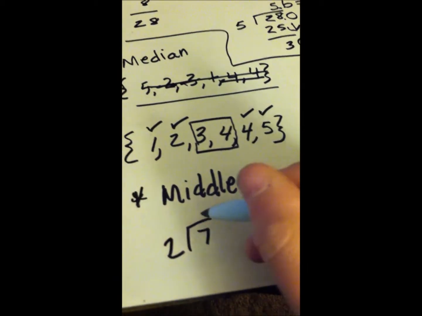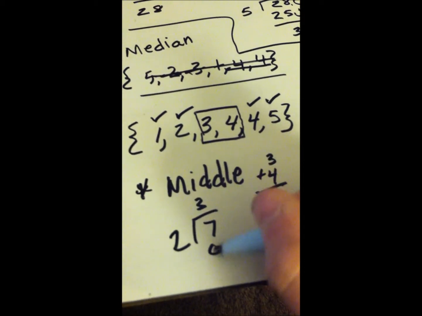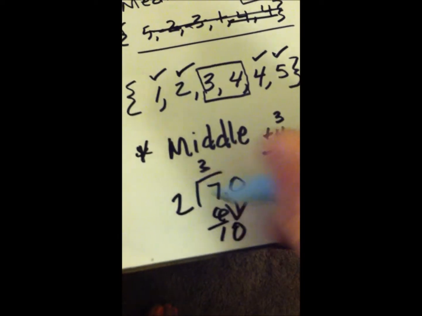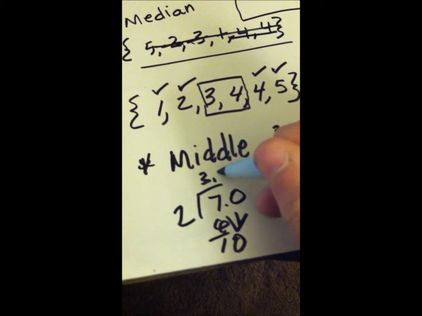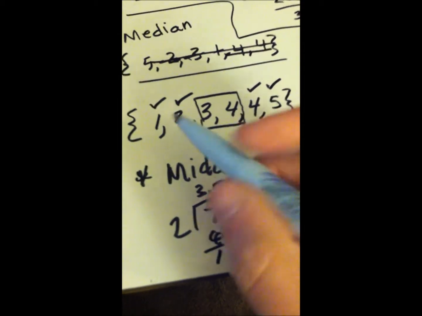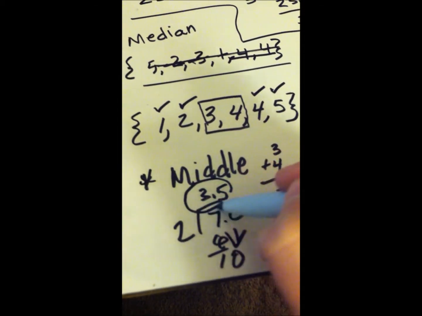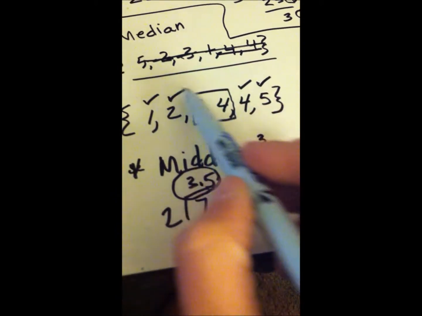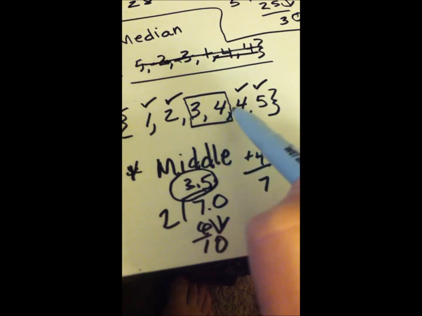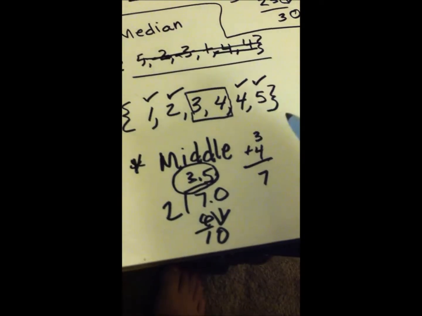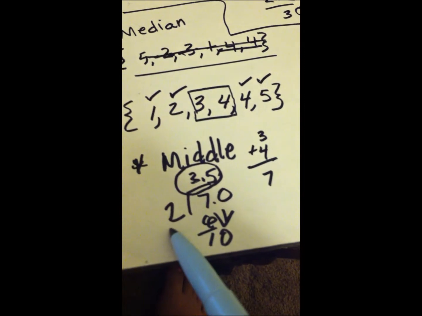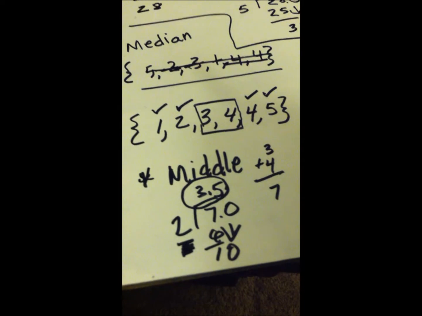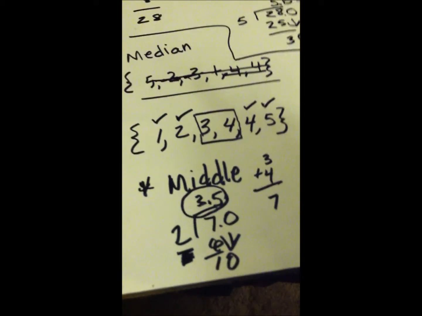7 divided by 2, 2 times 3 is 6, 1, 0 drops down, 2 goes into 10, 5 times. So in this case right here, my median was 3.5. Okay, that's what you have to do if you're not left with one single number in the middle. You add them and divide by 2. You will always divide by 2. Okay, and that's basically all you need to know to find the median.